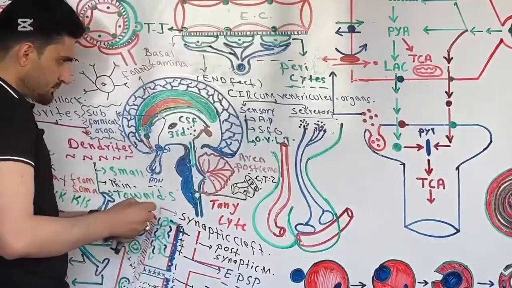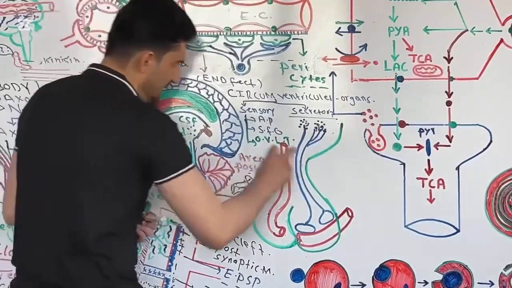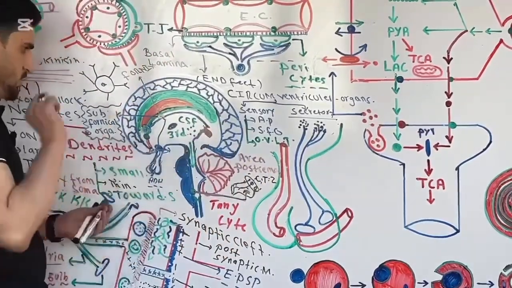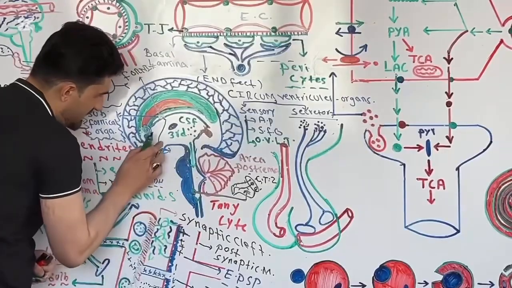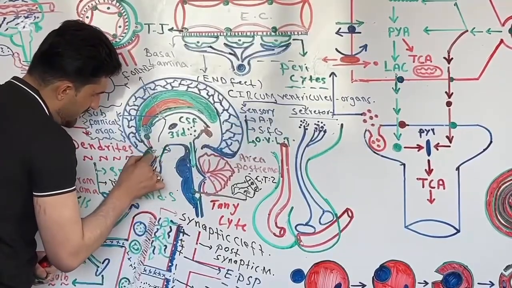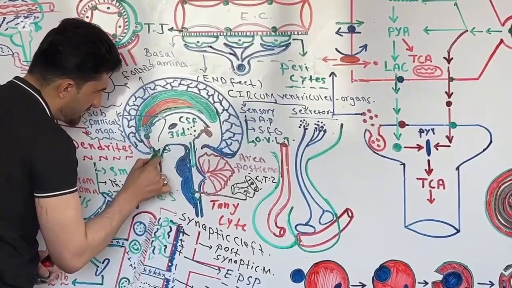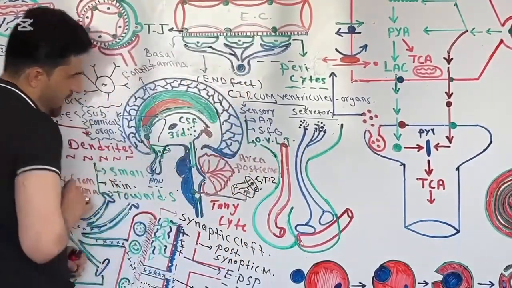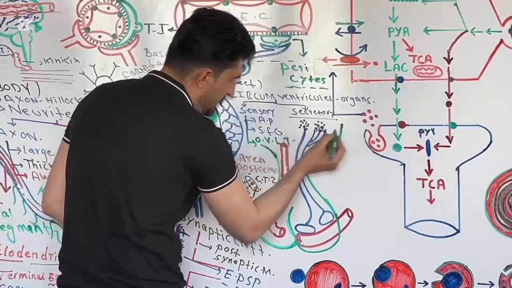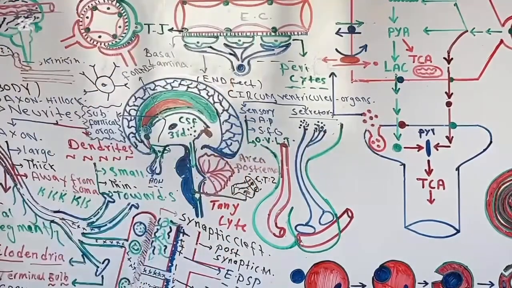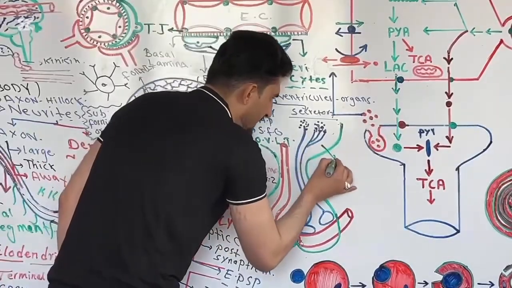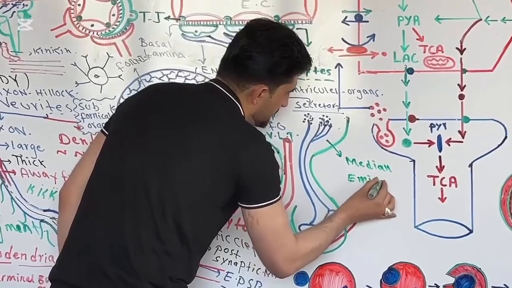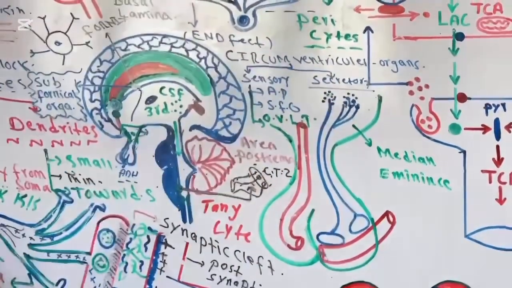Now, anyway, in the pituitary gland there are two areas where we don't have a blood-brain barrier. For example, this area of the hypothalamus is called the median eminence. It's a continuation, a protrusion, okay.